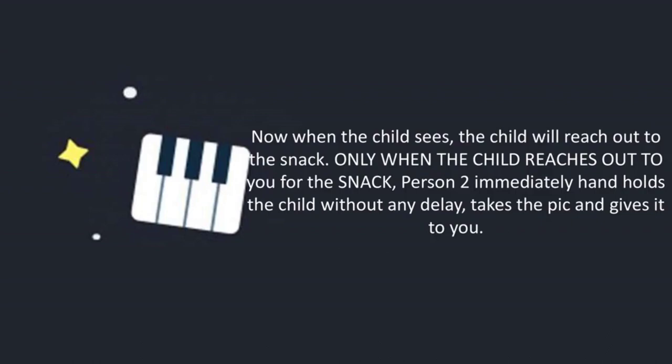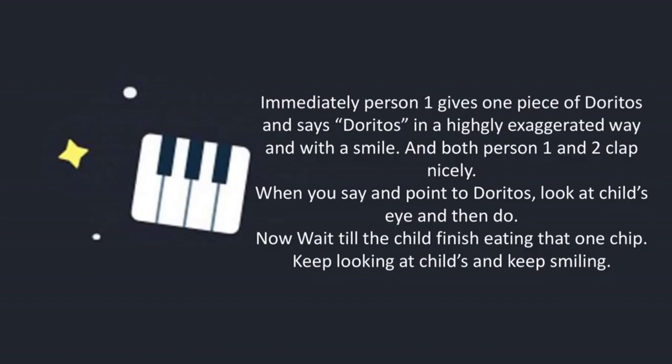Now person 1 says Doritos in a highly exaggerated way and gives the snack to the child immediately, and both person 1 and 2 clap and encourage the child nicely. When you say and point to Doritos, look at the child's eye and then keep repeating the word Doritos 3 or 4 times. Now wait till the child finishes eating that one chip. Keep looking at the child's eye and keep smiling.